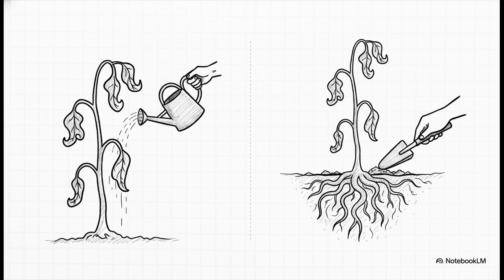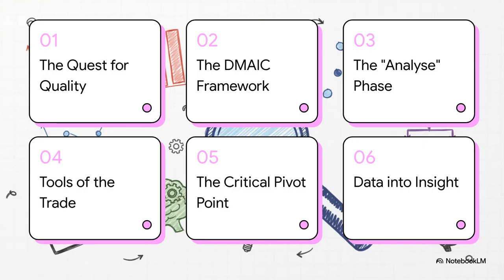If you want to create change that actually lasts, you have to stop asking what is happening and start asking why over and over again. And that right there is the entire mission of the Analyse phase. So here's our game plan. We'll kick things off with a big picture, this quest for quality. Then we'll get to know the DMAIC framework itself. From there, we'll zero in on the analyze phase, digging into its tools, clearing up a really key distinction, and seeing how it turns a mess of data into crystal clear insight.